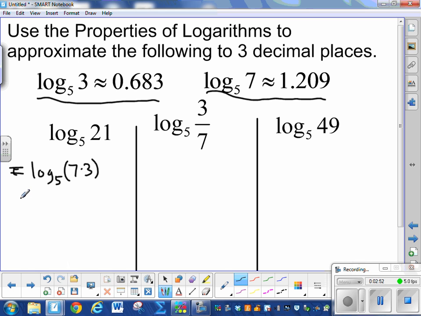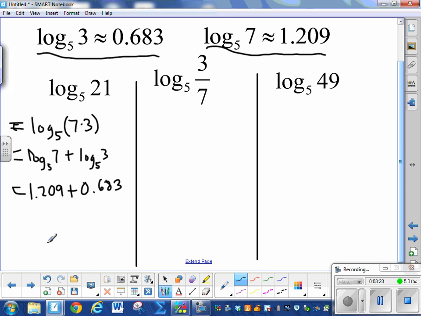Okay, so this will turn into log base 5 of 7. That multiplication means that you're going to turn into addition. Log base 5 of 3. Now, the reason why we did that is because I know what log base 5 of 7 is. That is 1.209. So it's going to turn into 1.209 plus log base 5 of 3. We know what that is also. That is 0.683. Sorry if this is kind of messy, but I'm trying to use my writing pad again.